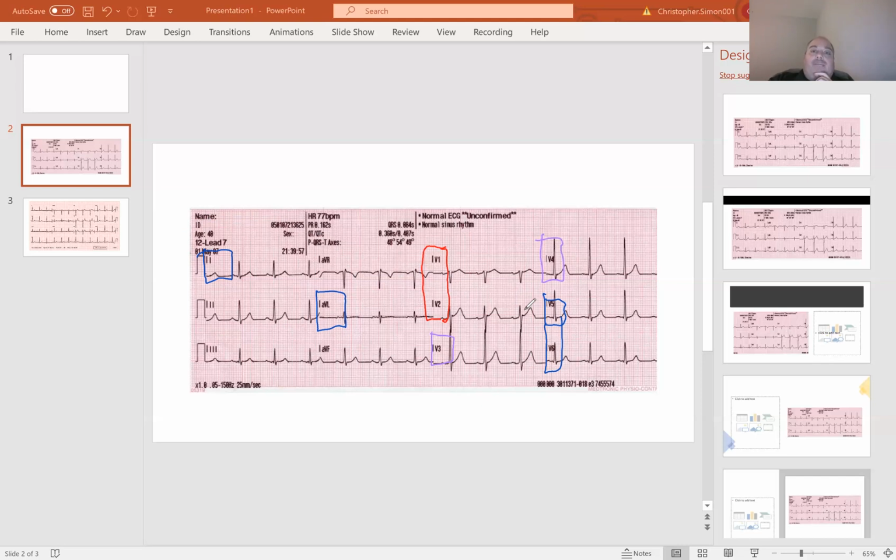And then you've got 2, 3, and AVF. You'll notice I skipped AVR, and that's okay. We don't really care about AVR for right now. So 2, 3, and AVF are going to be your inferior leads. So those are going to look at the inferior portion of the left ventricle. 1, AVL, V5, V6 are going to look at the lateral portion of the left ventricle. And V1 through V4 are going to look at the septal and the anterior portion.